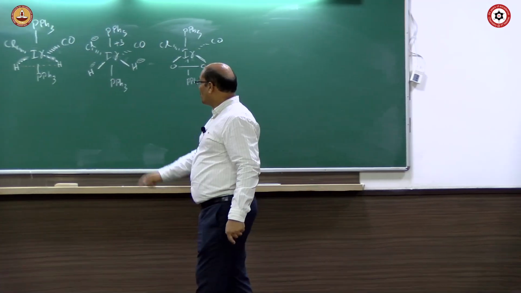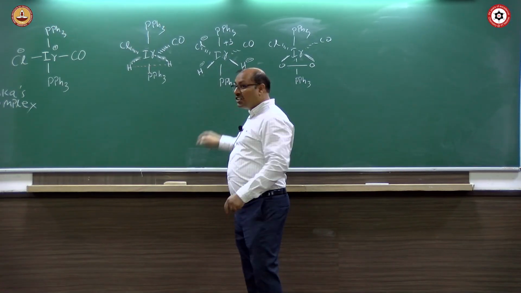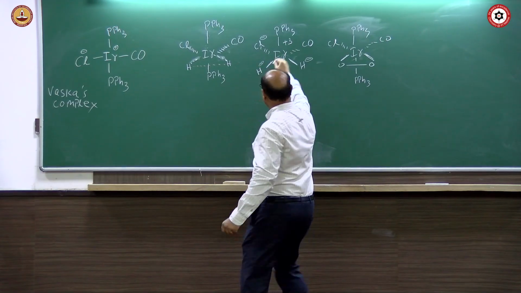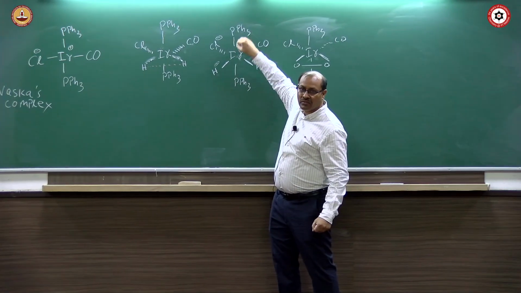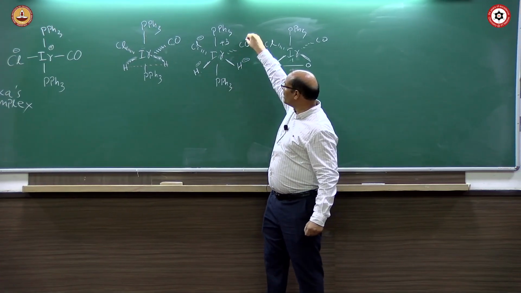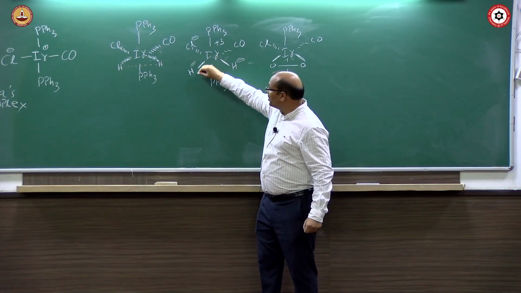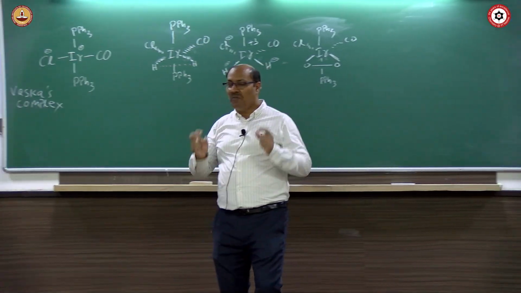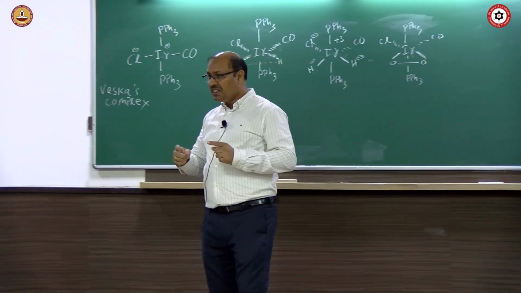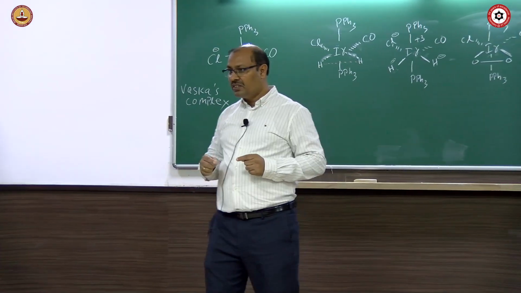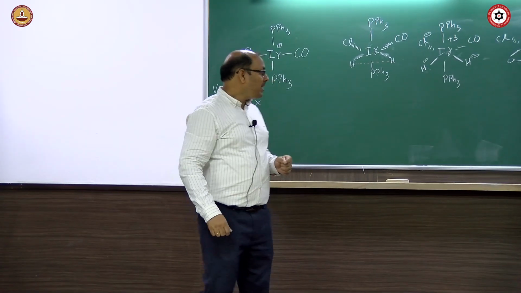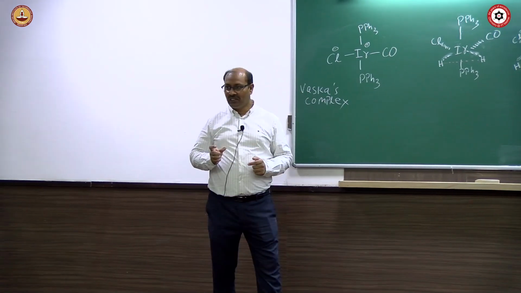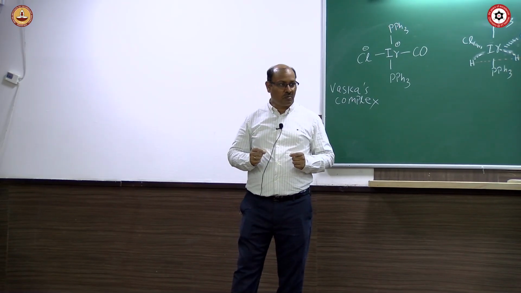So the position of these 2 hydrogens is called cis to each other. This and this are trans, right? This and this are trans. These 2 are cis. So during oxidative addition, the incoming groups remain cis to each other, provided the one which is reacting is non-polar. H2 is a non-polar compound.